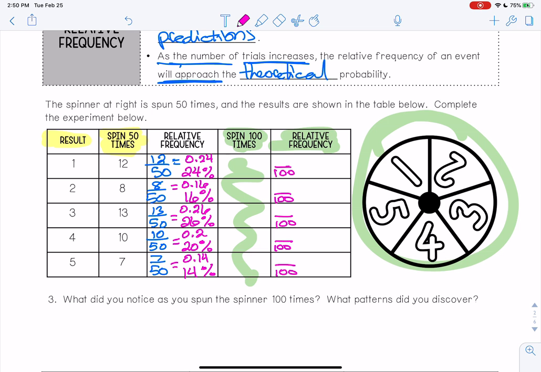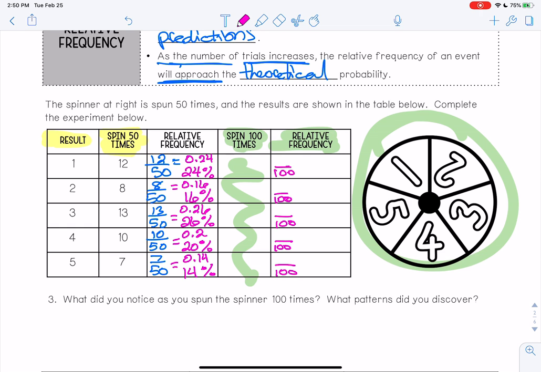So on top of this fraction is going to be how many times. For the first one, it's going to be how many times you got the number 1. For the second one, how many times you got the number 2. Then the third one's going to be how many times you got the number 3. Fourth one, how many times you got 4. And then the fifth one, how many times you got 5 when you spun it 100 times.